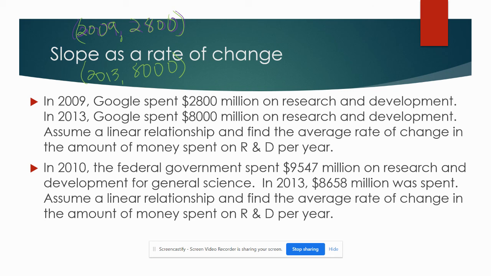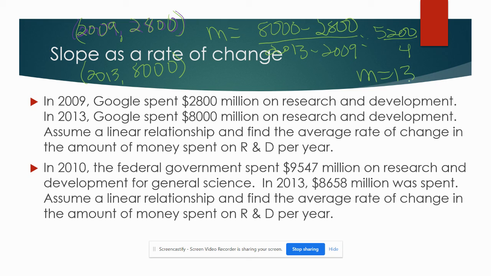Well, find the average rate of change means find the slope. So we have 8,000 minus 2,800 over 2013 minus 2009. That gives us 5,200 over 4, and that is 1,300. So they spent an average of 1,300 more each year on research and development.